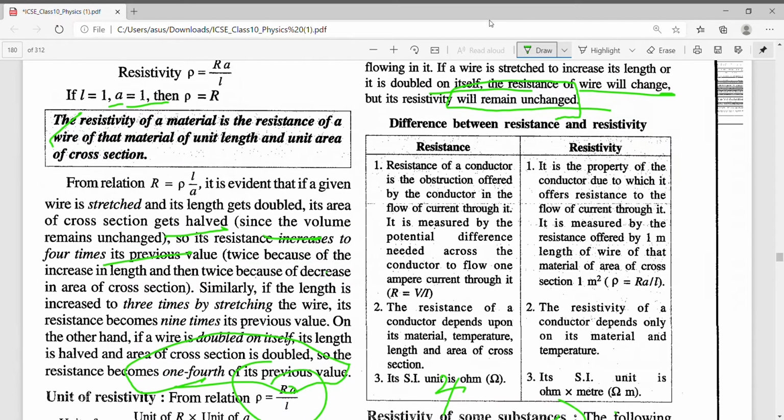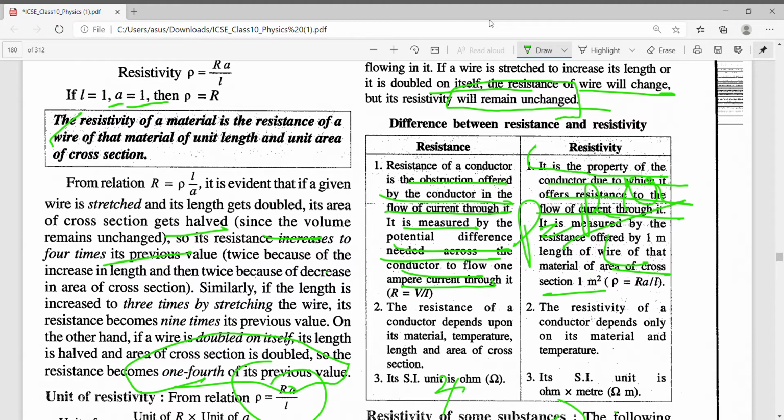Now let's see. Resistance of a conductor is the obstruction offered by the conductor to the flow of current through it. It is measured by the potential difference needed to cause 1 ampere current to flow through it. R is equal to V by I. Resistivity is the property of a conductor due to which it offers resistance to the flow of current through it. This is the best definition I could recommend for writing in the paper. It is measured by the resistance offered by 1 meter length of wire of that material of unit area of cross section, and you can write the formula rho is equal to R into A by L.